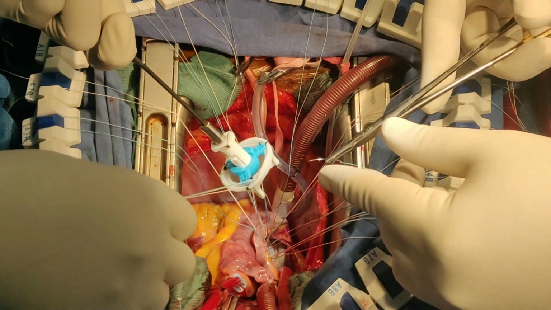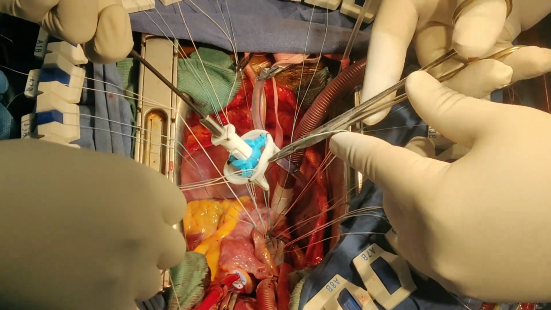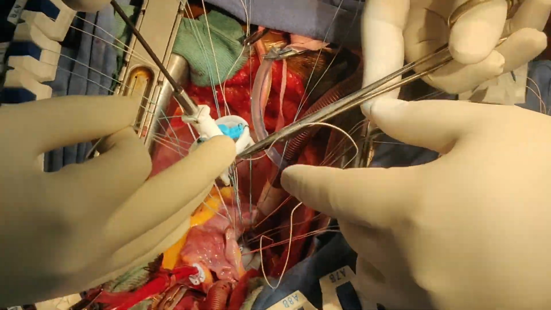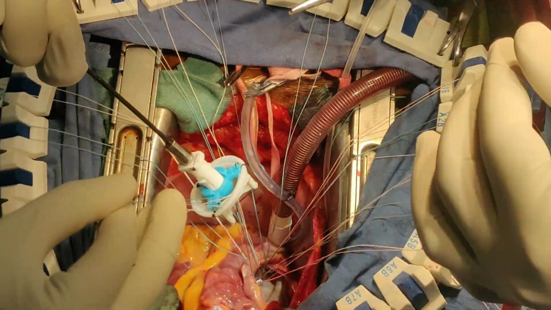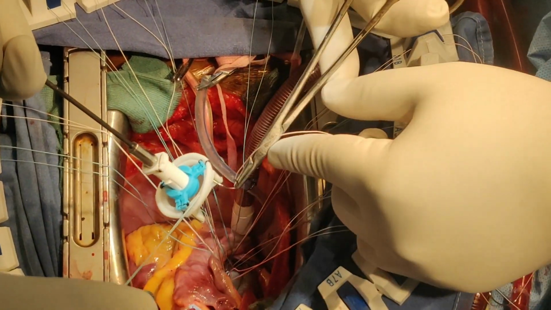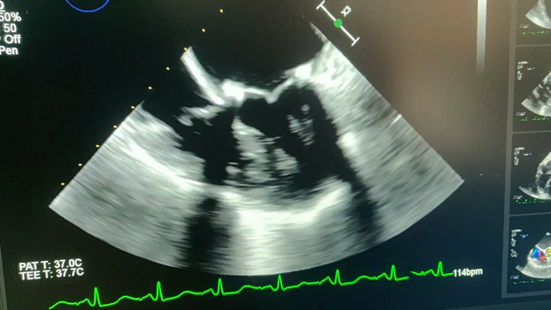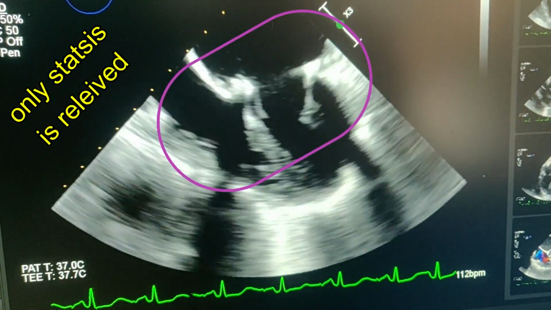So after the valve is replaced in this situation, in mitral stenosis with good ejection fraction irrespective of the rhythm, once the valve is replaced, as you can see here, it's a bioprosthetic valve with the struts. So once the valve is replaced, the left atrium appears to be very clean.